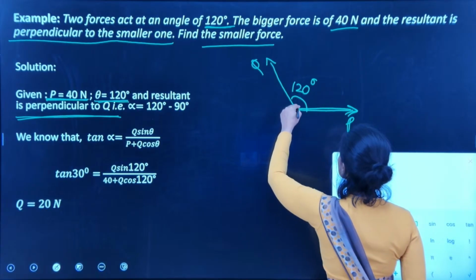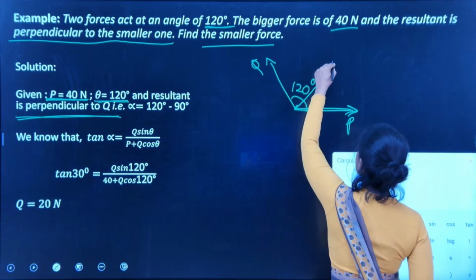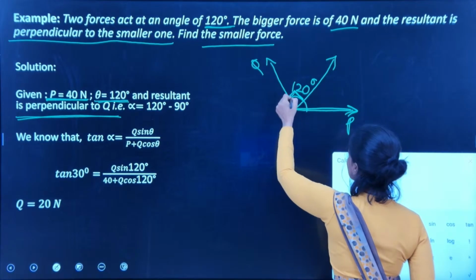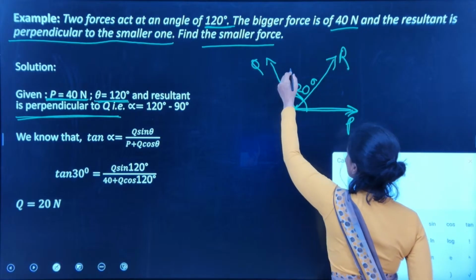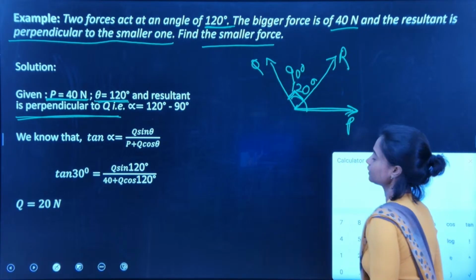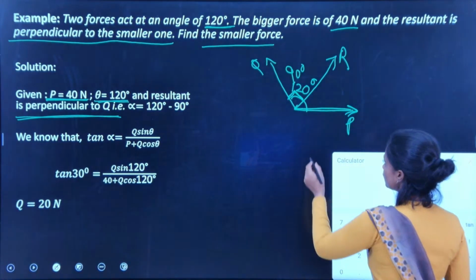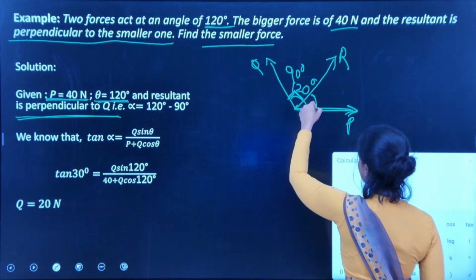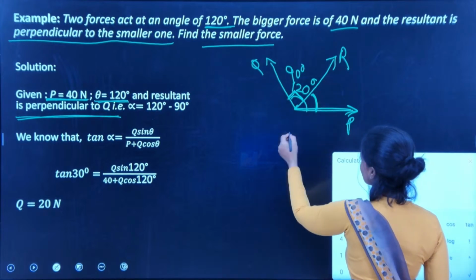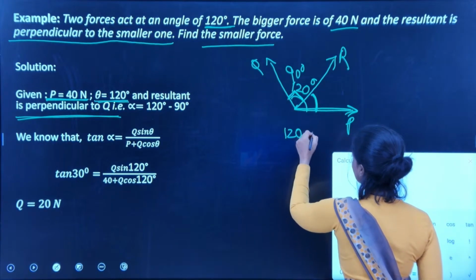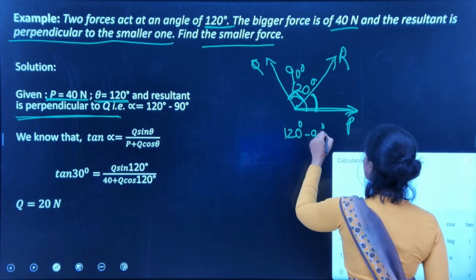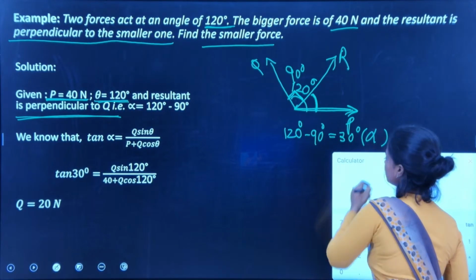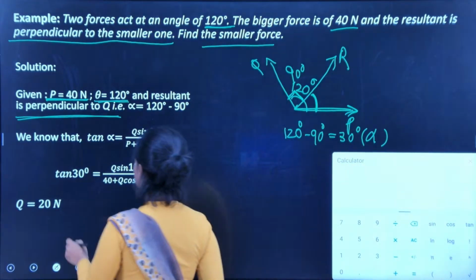So the resultant is perpendicular to the smaller force. So the angle between R and Q is 90 degree, right? If the angle between R and Q is 90 degree, then we get the angle between R and P as 180 minus 90 minus 120, which is nothing but 30 degree, and which is alpha, right? So that's what is written here.